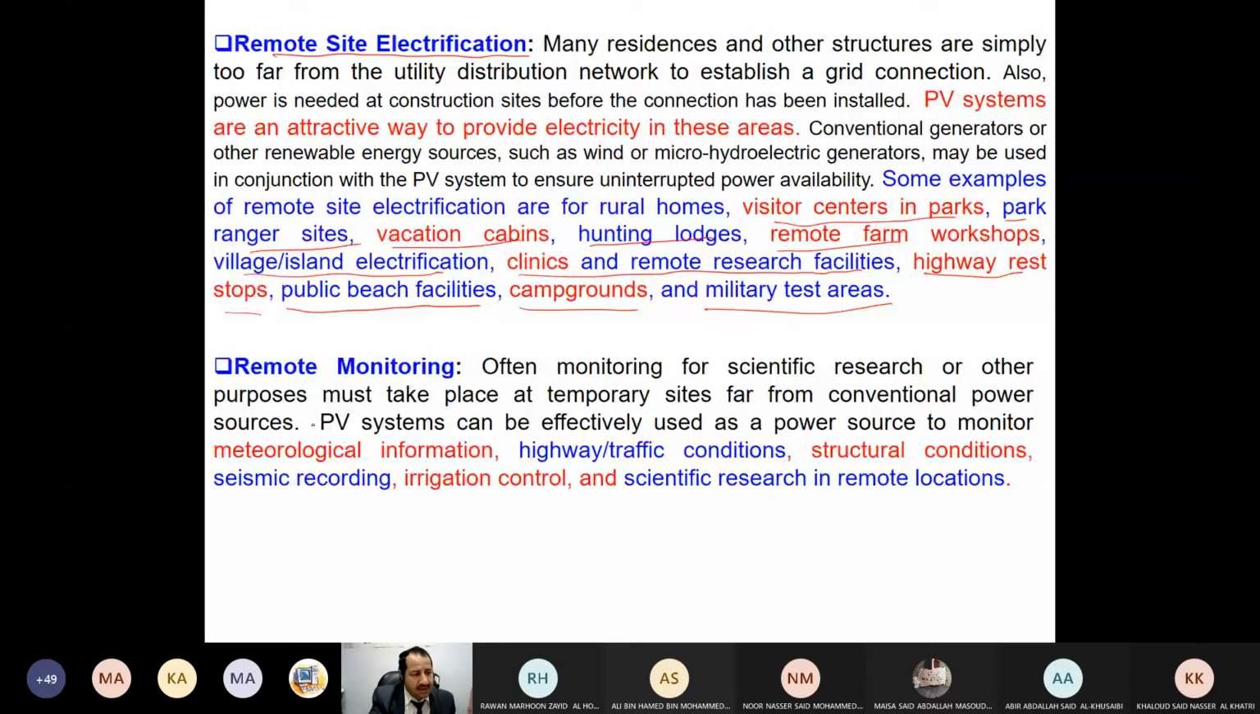Remote monitoring systems. Some systems are far from your location, and there is a monitoring system there. You will put solar sensors. As an example, you have a weather station you need to monitor. You have some research equipment far away. You want to control them. How do you provide electricity? You cannot put a generator there. So the best option is photovoltaic. Examples: meteorological information monitoring systems, highway traffic conditions, structure conditions, seismic recording, irrigation control, scientific research, and some of them we already apply with our students in many projects.